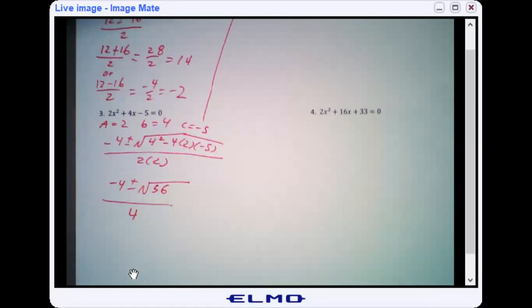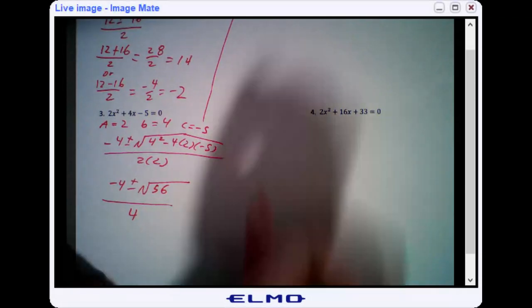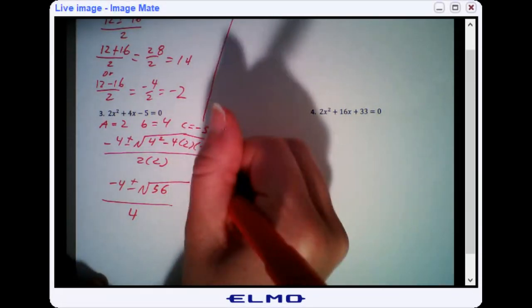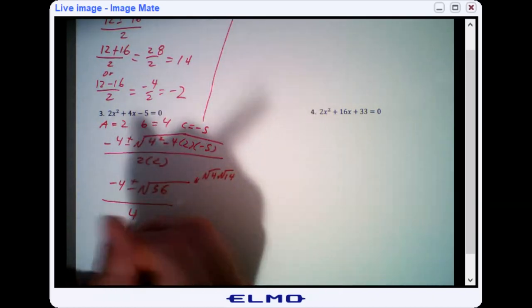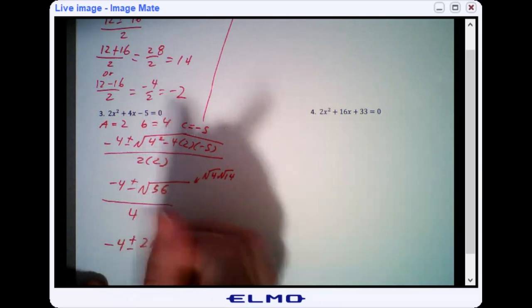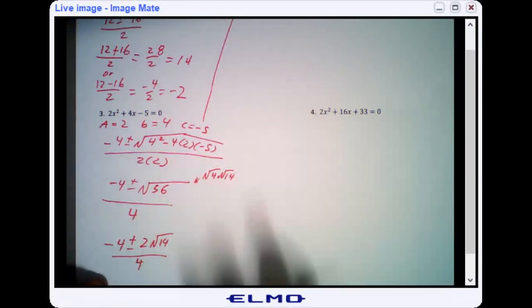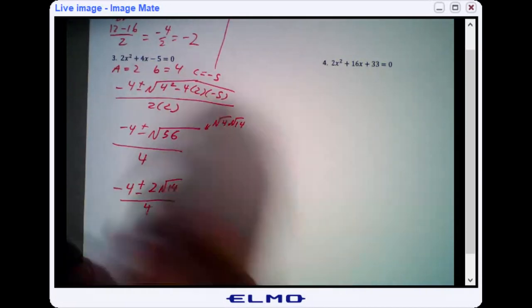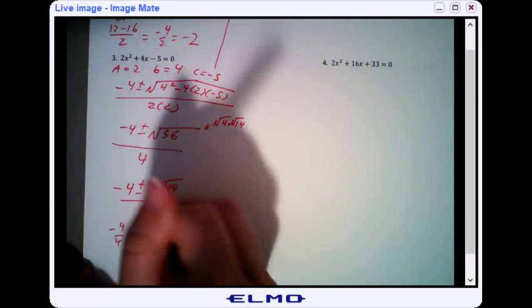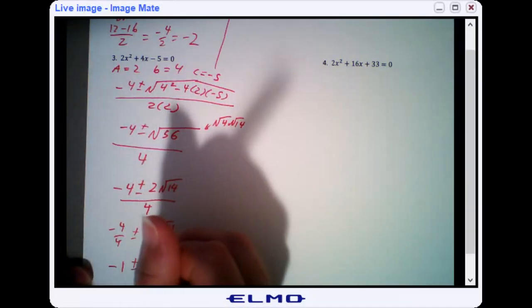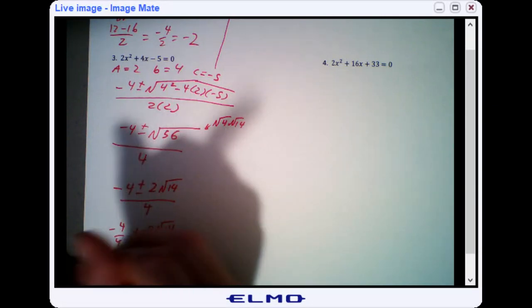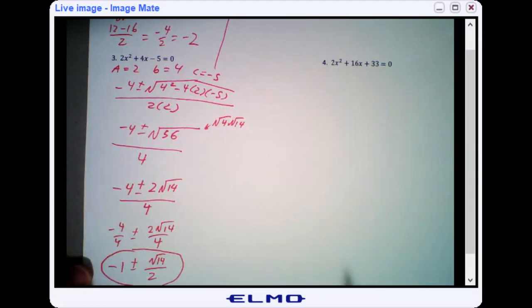And for 56, that can get broken up into the square root of 4 and square root of 14. So we'll have negative 4 plus or minus 2 square roots of 14 divided by 4. And then we can divide each of those up. We'll have negative 4 divided by 4 plus or minus 2 square roots of 14 divided by 4. We'll have negative 1 plus or minus square root of 14 divided by 2. That's two real irrational solutions.